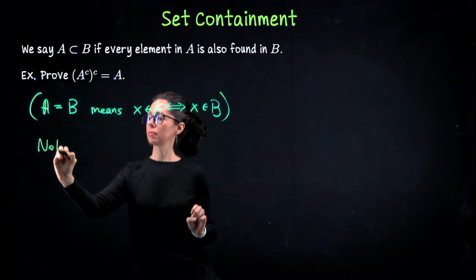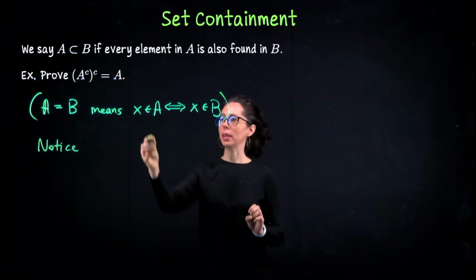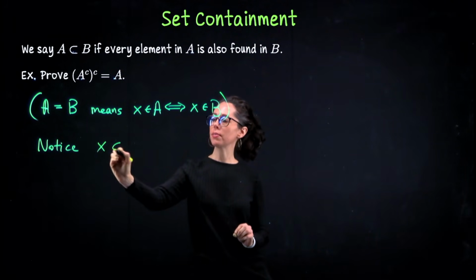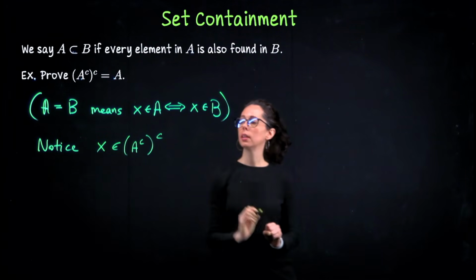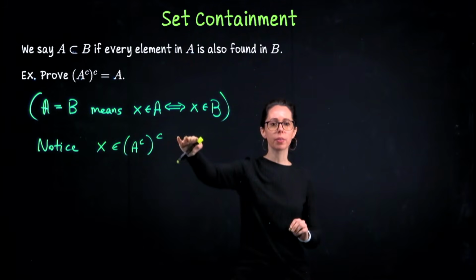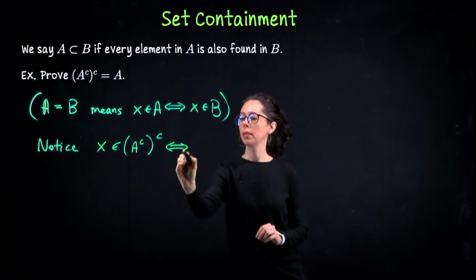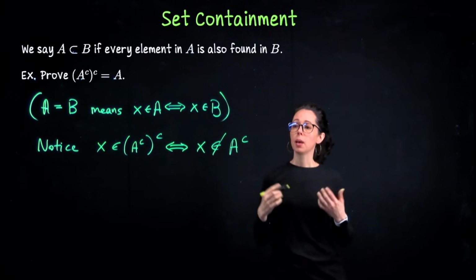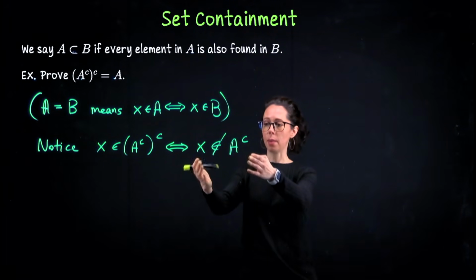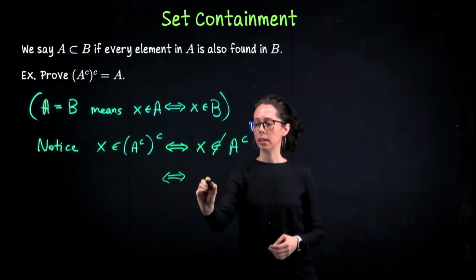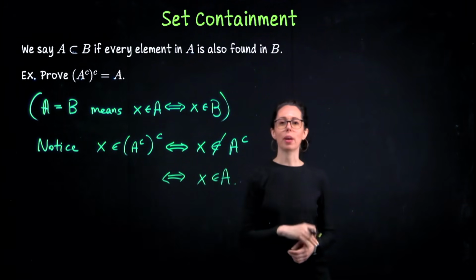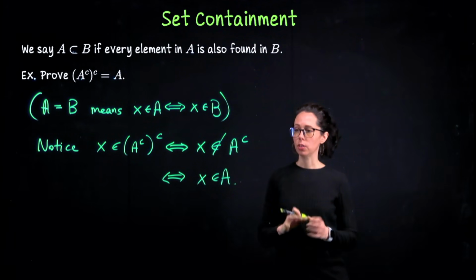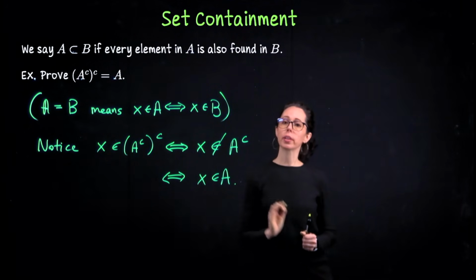Notice, I'm going to start here, meaning I'm going to start on the left-hand side, probably overusing the letter A. Notice X belongs to the left-hand side. And then I'm going to do an if and only if chain of implications. If and only if X does not belong to A complement. But this happens if and only if X belongs to A. Okay, it's just two if and only if implications. Whenever you structure a proof like this, you just want to take a moment at the end to make sure that both directions really are valid.